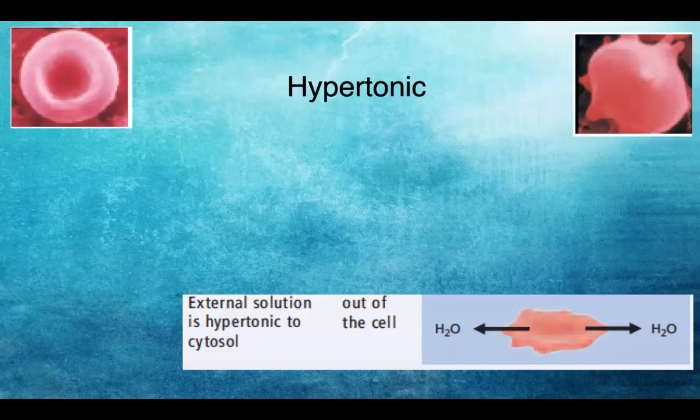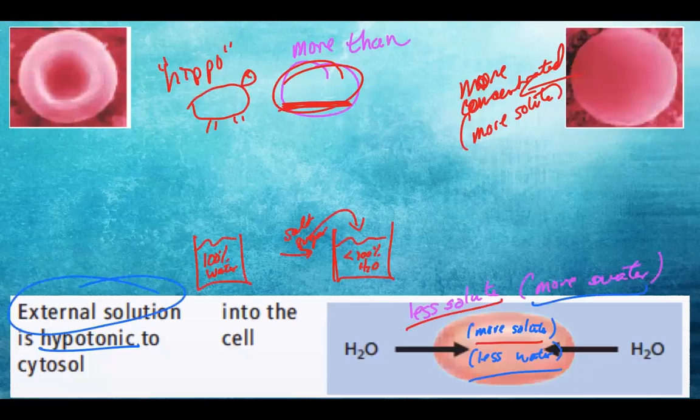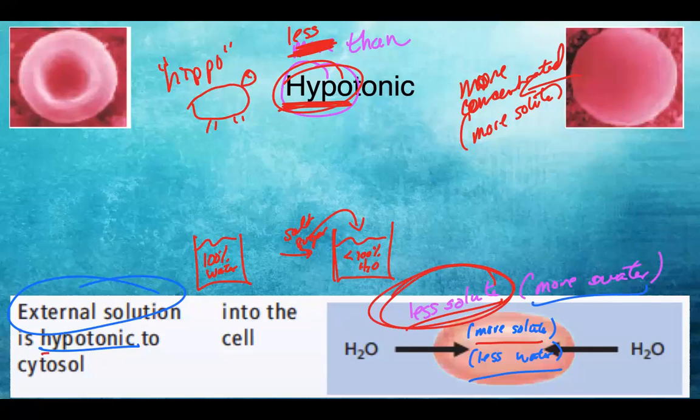That's called hyper. Oh, shoot. I am so sorry. Oh, so stupid today. Hypo means less than. Okay, just to go back, less than. And that's why, because there's less solute, the external solution is hypotonic. Okay, just to clear that up. Hypo, the prefix, means less than.